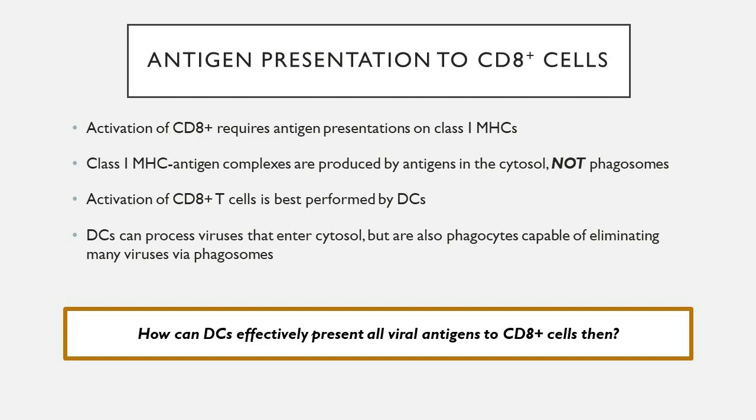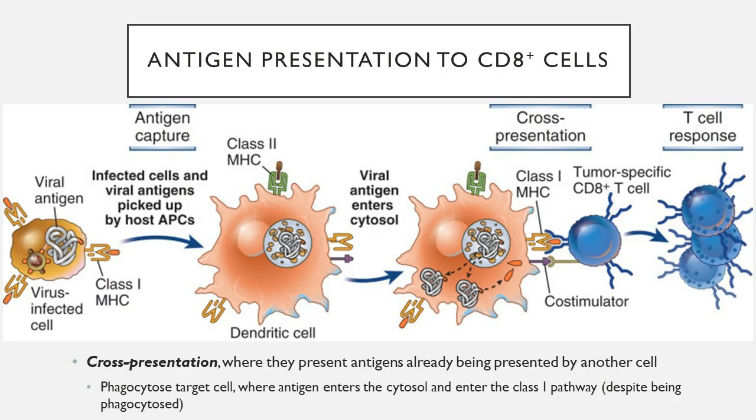So the question is, how can dendritic cells effectively present viral and cancerous antigens to CD8 plus cells if they're not the ones being infected or cancerous? This is where we bring up this cool concept known as cross-presentation, where antigens already present on other cells are processed in whole by dendritic cells, so a dendritic cell might swallow up an infected cell. And even though they bring it into a phagosome, these dendritic cells are smart enough to allow these antigens to escape to the cytosol, even though they're phagocytosed.